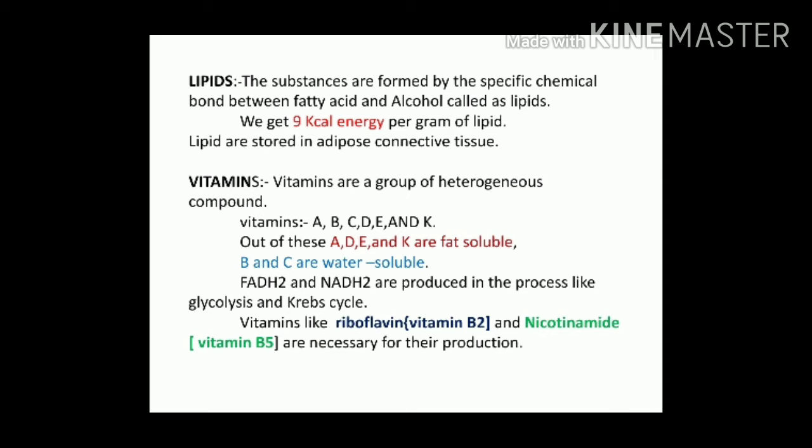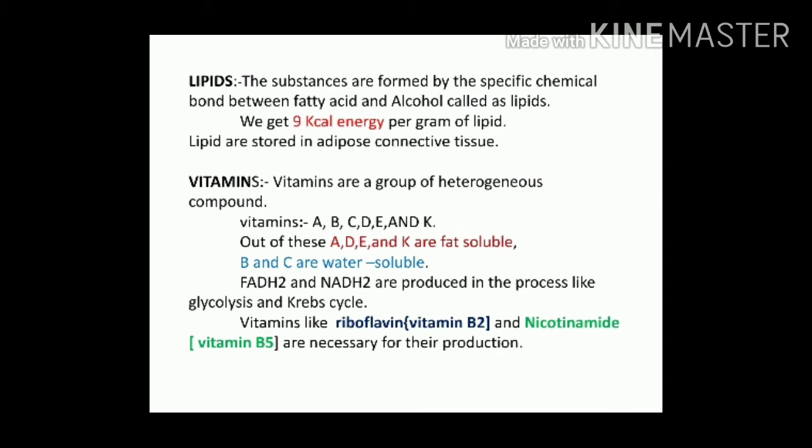Now the next one is vitamins. Vitamins are a heterogeneous compound and they are essential, as they are required for various processes in the body. For example, vitamins A, B, C, D, E and K. Out of these, A, D, E and K are fat soluble, whereas vitamins B and C are water soluble.